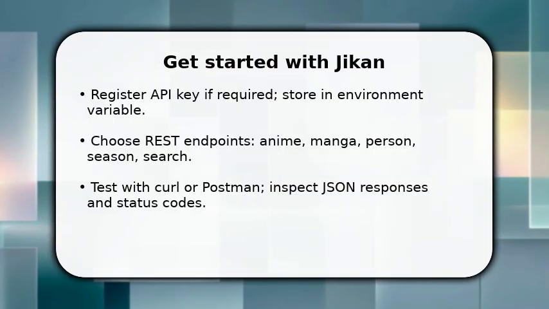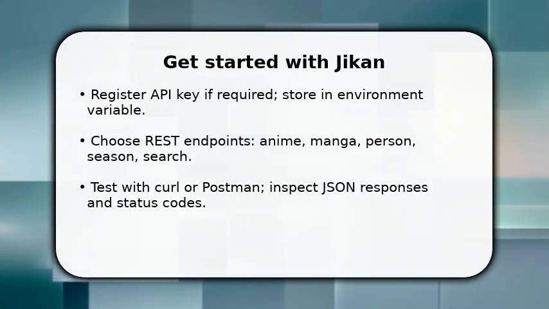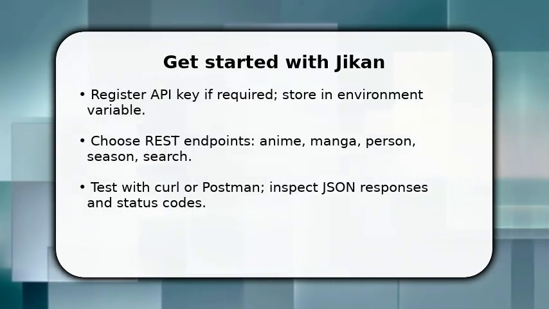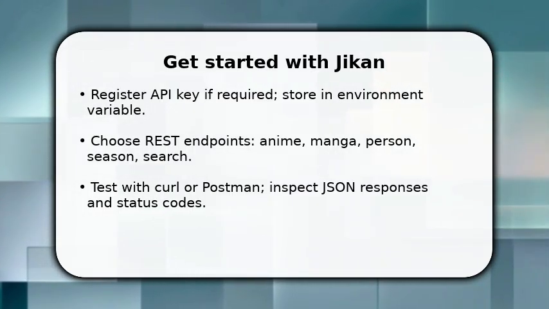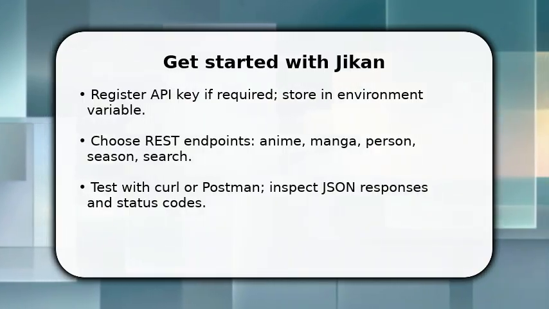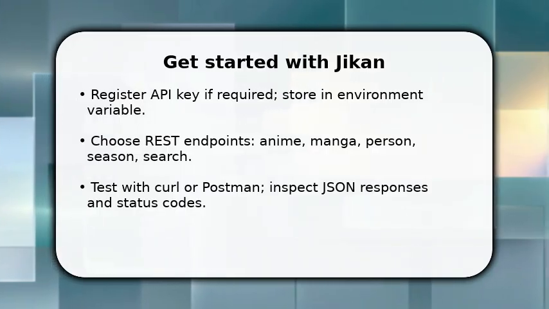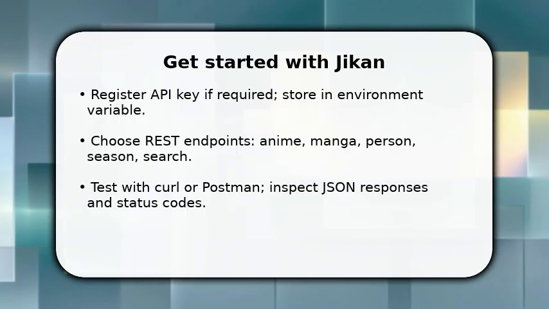You begin by grabbing access and deciding how you'll call Jikan. Set an API key as an environment variable and keep it out of source control. Next, pick the endpoint you need: anime, manga, season, search, and form a simple GET request. Once done, issue a test request with curl or Postman to see the JSON payload and HTTP status.